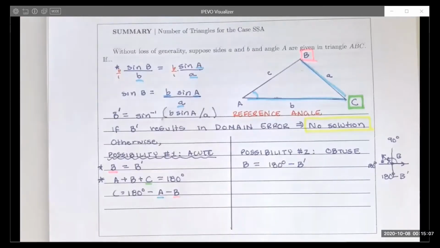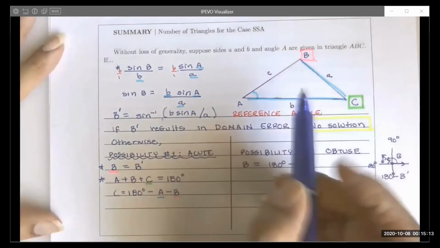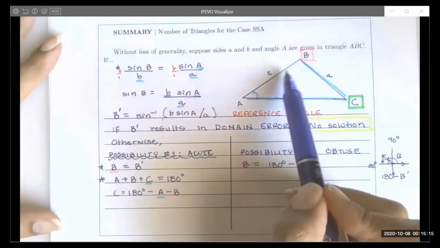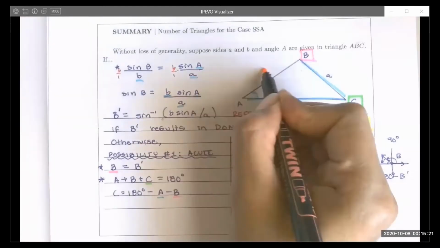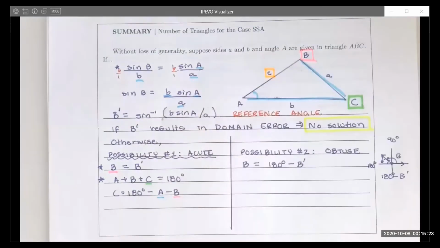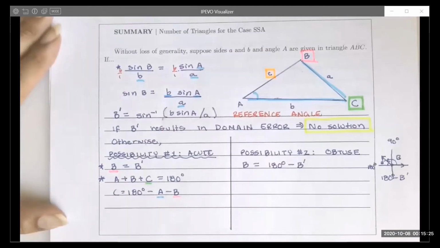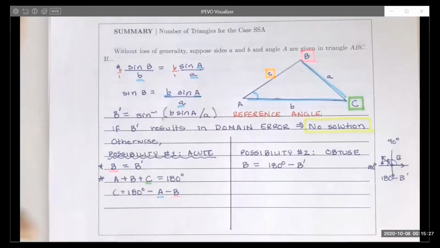Now, this wouldn't be completely done because we would still need to find side C. That's the other piece that's missing. I'll go ahead and use orange for C. Yeah, but side C is also missing. So to find side C, if you recall, I'll bring up an example.